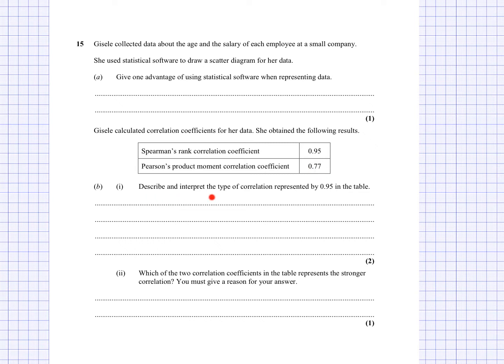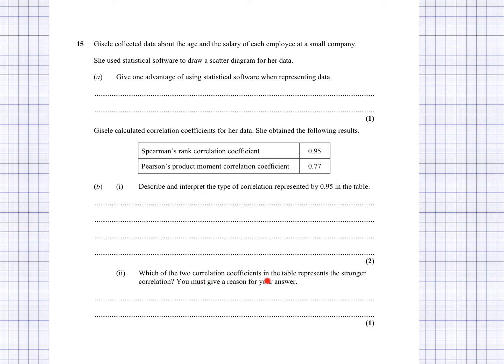It says here, describe and interpret the type of correlation represented by 0.95 in the table. So type of correlation, I have to say, positive correlation or negative correlation. And it says interpret, so I need to interpret it into the context of the statistics that she's doing. Here we've got 0.95, so you can say whether you think that's positive or negative, and you have to say something about this context. This context is about looking at age and the salary. So when the age goes up, does the salary also go up? Or is it the case that when the age goes up, the salary goes down? You have to say something like that. That will be your interpretation.